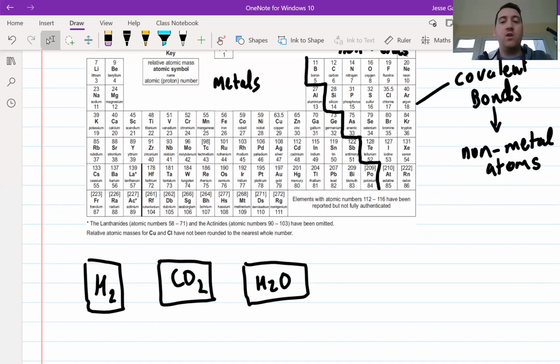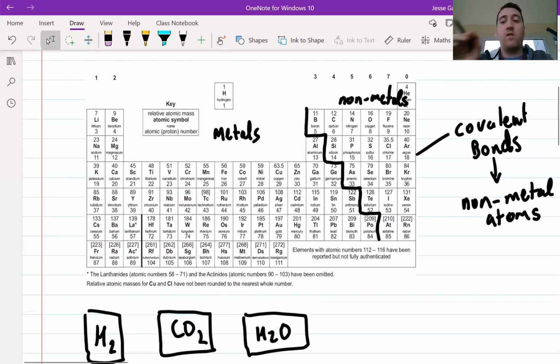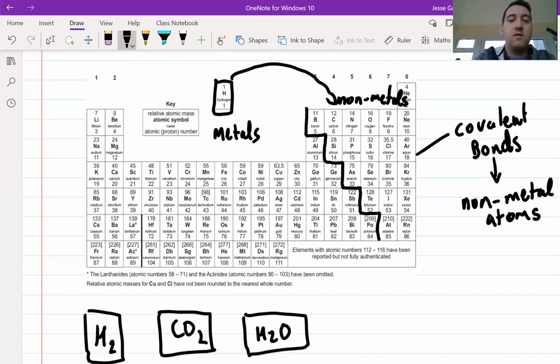But just to clarify one thing, this guy here belongs with these. Hydrogen stuck out on its own, and it belongs with the non-metals. I should have made that very clear, and I didn't, so I apologize. Hydrogen is a non-metal. It belongs with them. It's out by itself because it doesn't really fit into any group, but it does belong with the non-metals. Okay, so just to clarify that.